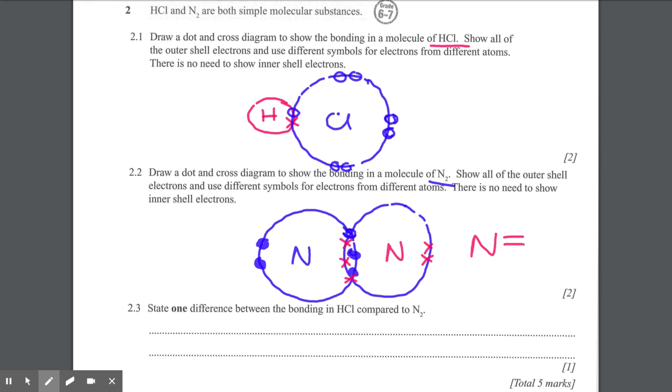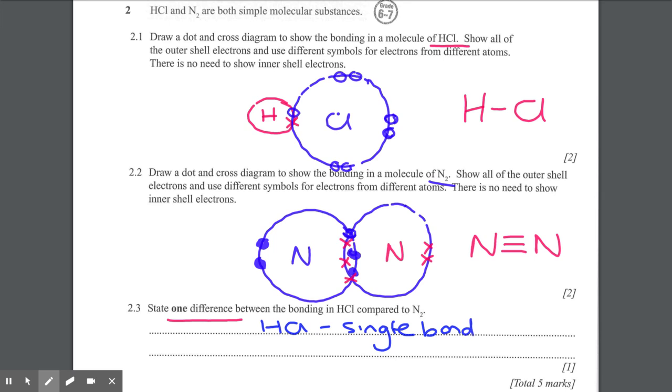nitrogen is going to end up with a triple bond, hydrogen chloride is going to end up with a single bond, and obviously that is then the difference between the two molecules there. HCl is a molecule with a single bond, and the nitrogen is a molecule with a triple covalent bond. And that is the difference between those two molecules.